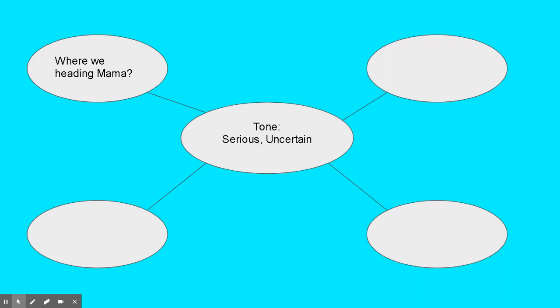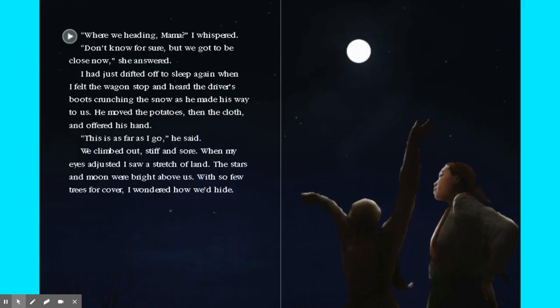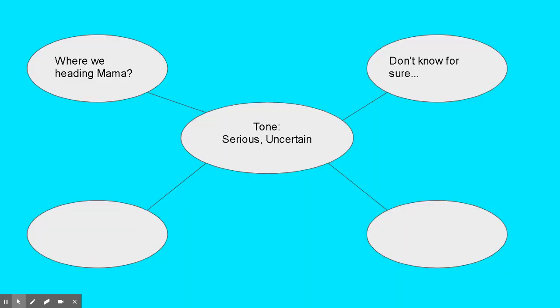So let's go back and look for some more text evidence that supports the tone of the story. And we get all of this information because Emma's telling the story from her point of view. We get to know her thoughts and feelings. So our next piece of text evidence could be in the next line. Don't know for sure. So not only does Emma not know where they're going, but also Mom doesn't. So we can add that to our web to support that the tone is serious and uncertain.